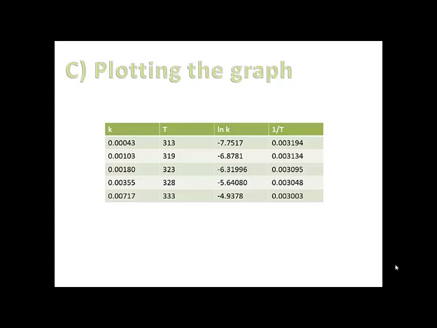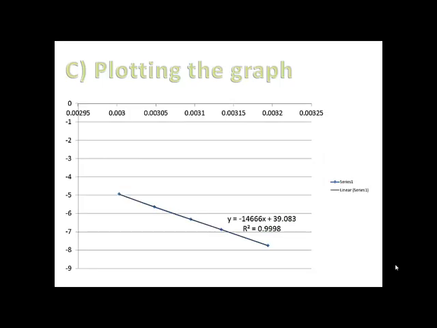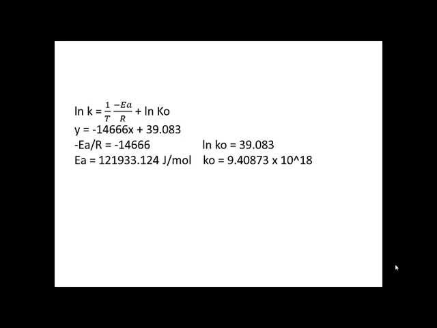In part C, we'll be plotting the graph. We are given the K, which is the rate constant, and temperature. So we need to get ln K and 1 over temperature in Kelvin. So when we plot the graph, this is what we got. From the graph, we can see the equation that y equals negative 14666x plus 39.083.